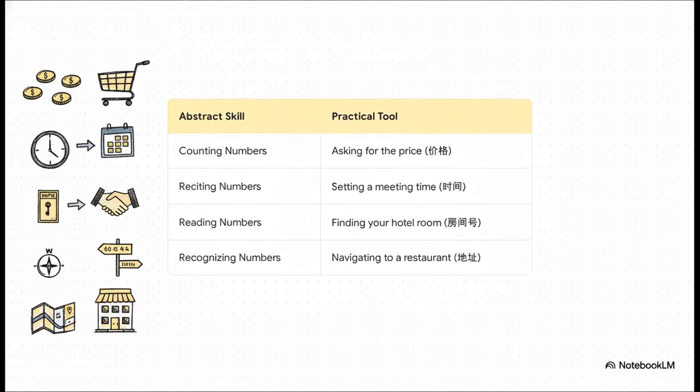And you can really see that transformation right here. That abstract skill of just counting numbers suddenly evolves into the practical tool of asking for the price. Being able to recite numbers becomes your ability to set a meeting time. And, this is about more than just convenience. In a cultural context, when you can successfully navigate these daily interactions, when you can get the price right, when you show up on time, it demonstrates competence and respect. It shows you're making a real effort, and that's a huge part of building relationships.